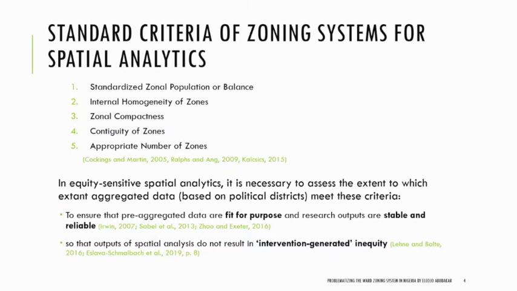So it's important to point out that standardized zonal populations and balance is very much associated with the issue of fairness. Overall, you want to see if the zoning system you're working with is fit for the purpose of your analysis, and as a result, you're going to get stable and reliable results. And if they are fit, you're sure that whatever intervention derives from those zoning systems will not cause what is called intervention generated inequity, because some interventions do generate inequity.